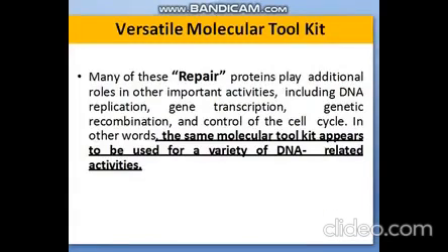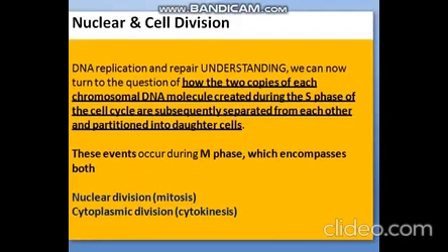So this is the versatile molecular toolkit. Many of these repair proteins play additional roles in other important activities, and that includes gene transcription, genetic recombination, and control of the cell cycle. This molecular toolkit appears to be used for a variety of DNA-related activities.